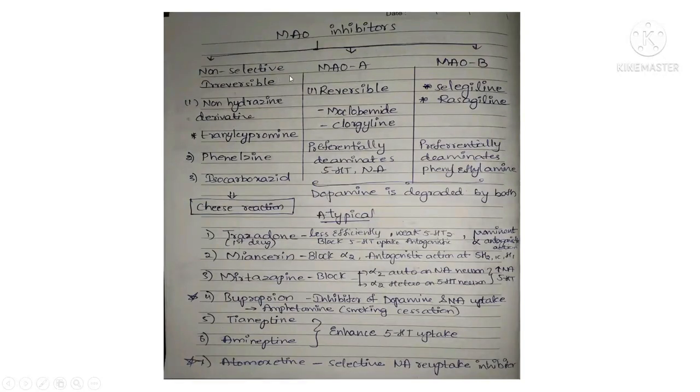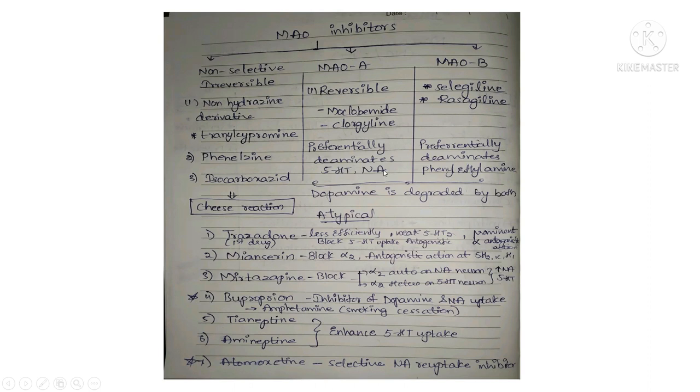Next, we come to monoamine oxidase inhibitors, the enzyme inhibitors. Here we have non-selective inhibitors, meaning they can inhibit both enzymes, A and B, and they are irreversible. They are non-hydrazine derivatives like tranylcypromine, and then phenelzine and isocarboxazid. Then MAO-A inhibitors, which are reversible, moclobemide and clorgyline. They preferentially deaminate norepinephrine. Normally, MAO-A metabolizes both serotonin and norepinephrine.